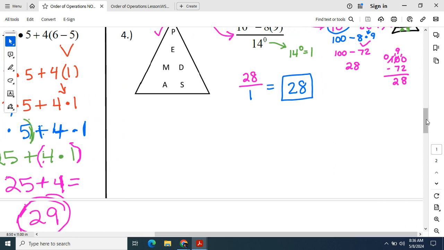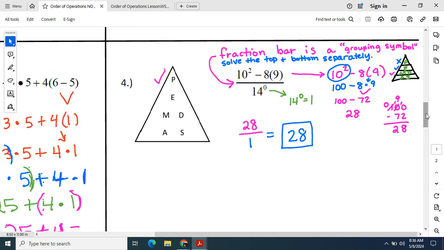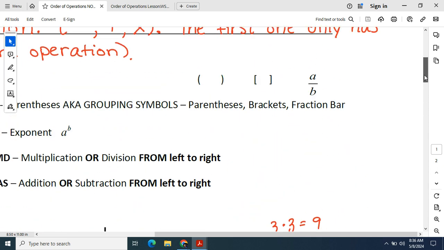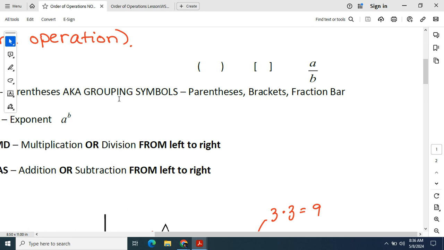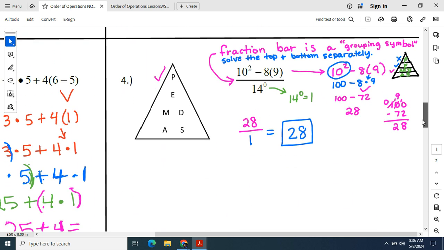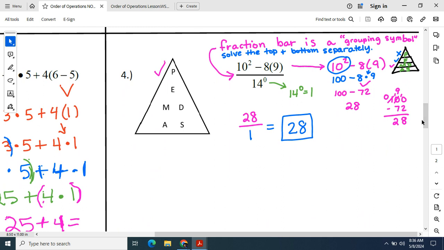Step 4, example 4, I mean. So again, we'll look at parentheses. Now this one's a little different. The fraction bar is a grouping symbol. Because remember, if you look at the original notes, I have fraction bar is a grouping symbol right here. So P stands for parentheses or grouping symbol. Fraction bar is a grouping symbol.